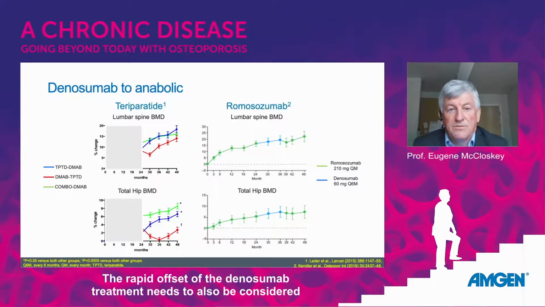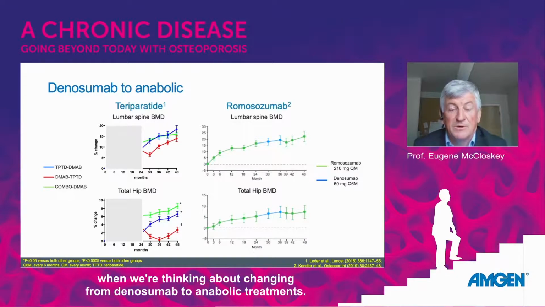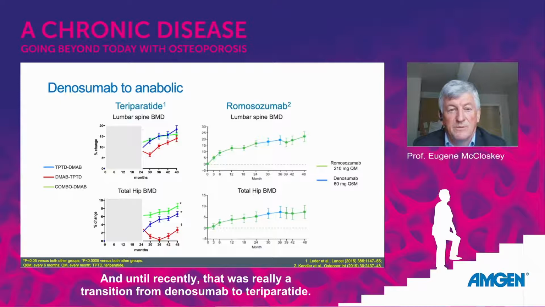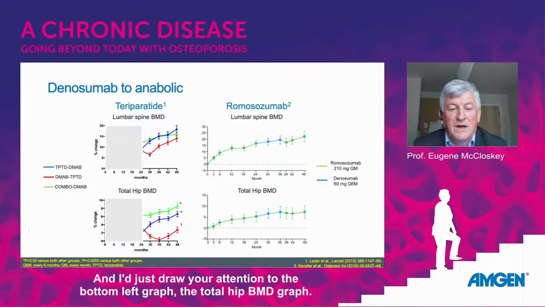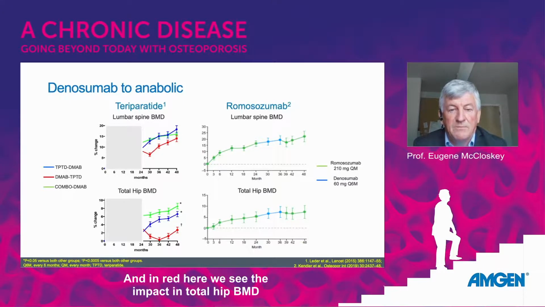The rapid offset of the denosumab treatment needs to also be considered when we're thinking about changing from denosumab to anabolic treatments. And until recently, that was really a transition from denosumab to teriparatide. And on the left of this slide are data from the DATA-Switch study published by Ben Leder and colleagues. And I just draw your attention to the bottom left graph, the total hip BMD graph. And in red here, we see the impact on total hip BMD of changing treatment from denosumab to teriparatide.